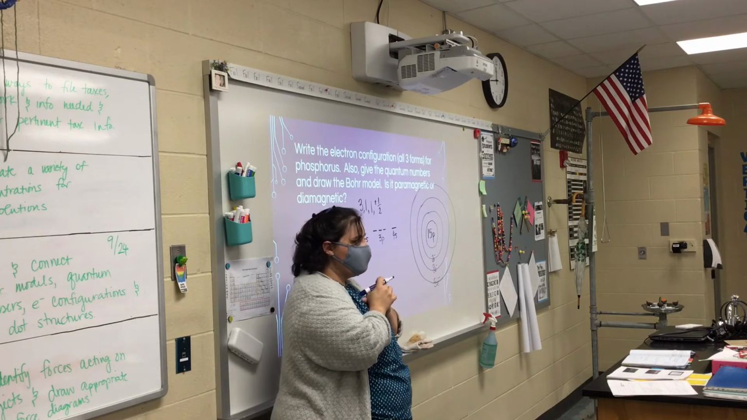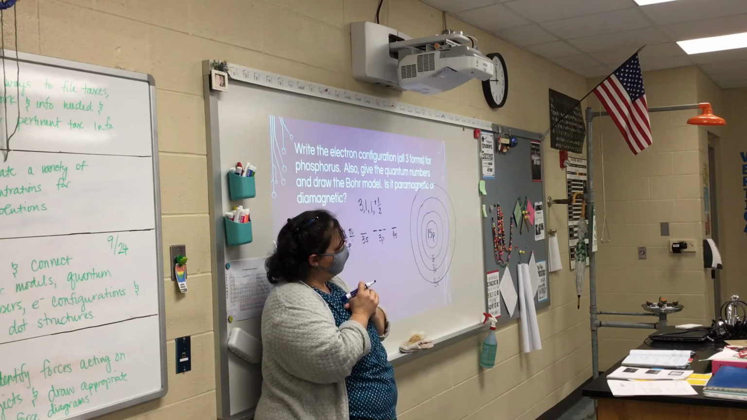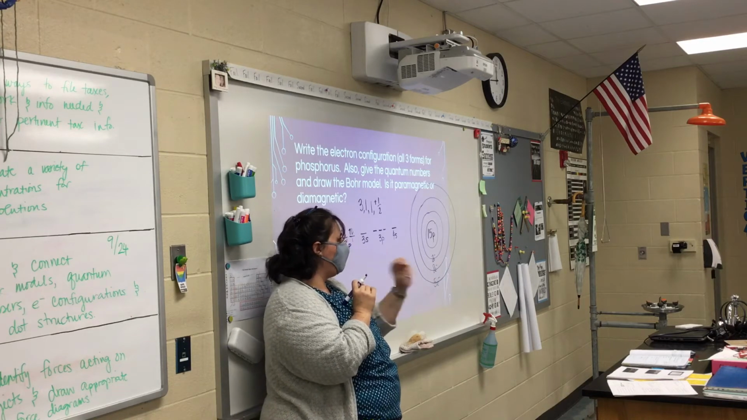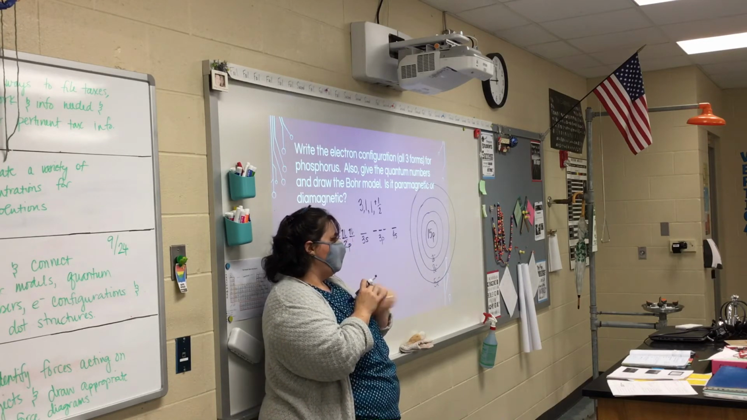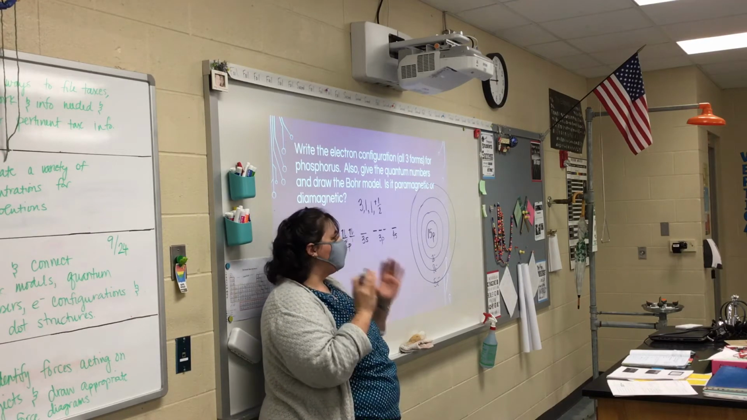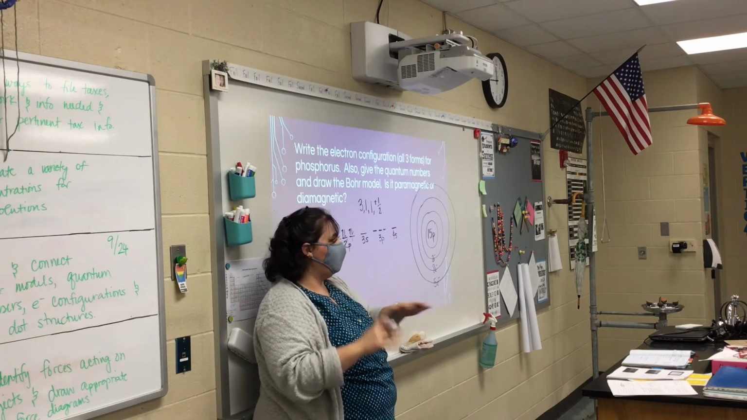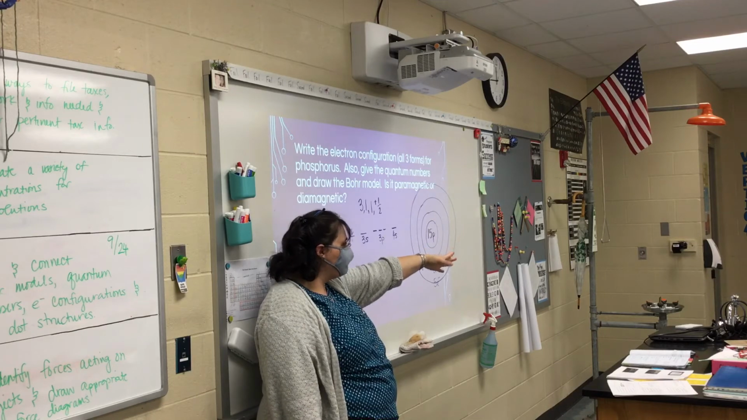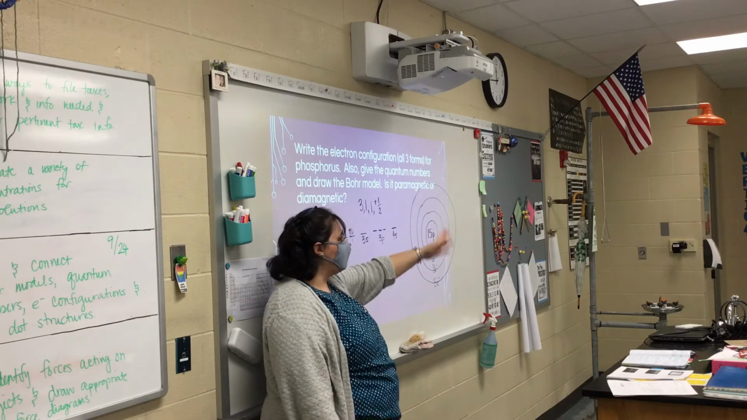And does each arrow count as 1? Yes, each arrow represents 1 electron. Is there a possibility of putting the down arrow before the up arrow? No. It's always positive, then negative. Because our spin numbers are always positive, then negative. The first half is positive, the second half is negative. So it's always up, then down.